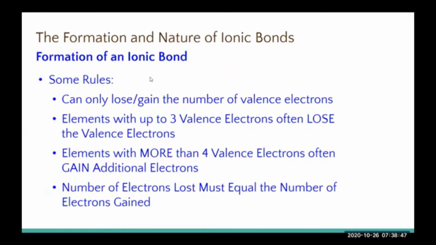That is specifically for making bonds. So you can't have one that gains 3 when they're only trying to give 1, that type of thing. We will go more into that in a second, but that is a really good rule to know. Number of electrons lost must be equal to the number of electrons gained. Number of electrons gained must be equal to the number of electrons lost.